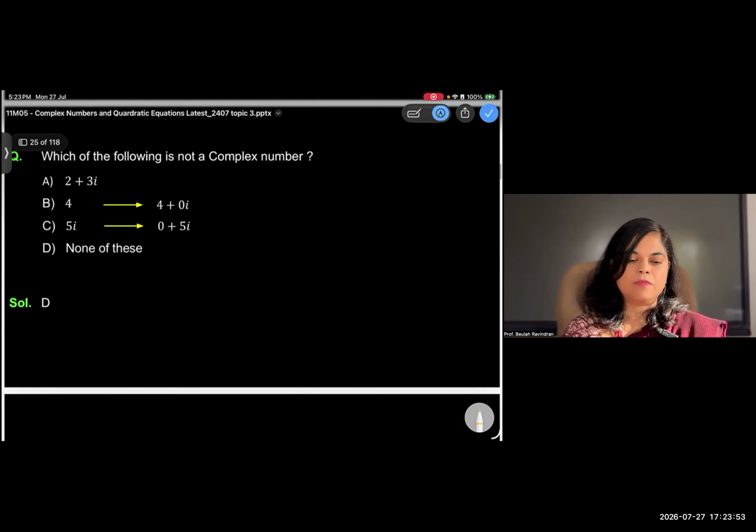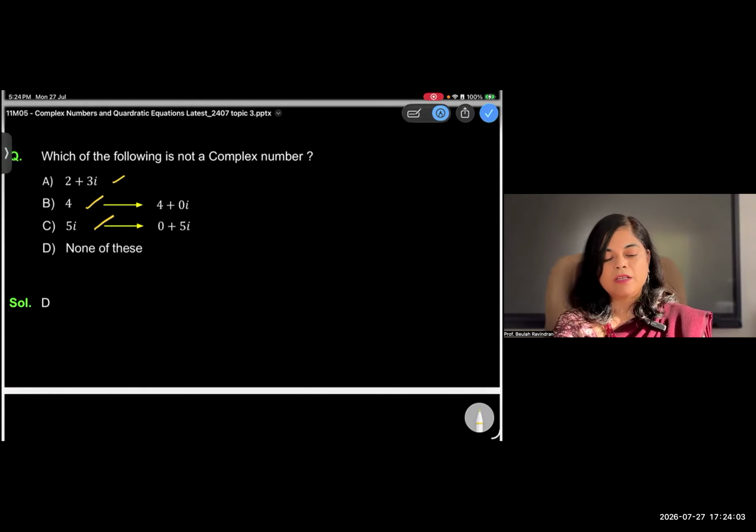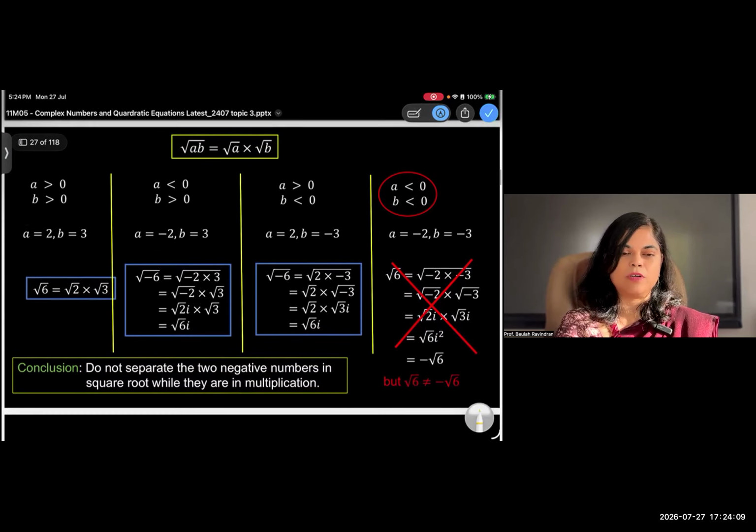Then this is how you will be asked a question: which of the following is not a complex number? So 2 plus 3i is a complex number. 4 is a complex number. 5 is a complex number. Then none of these is the answer. Then we'll see, yeah, it is very important.